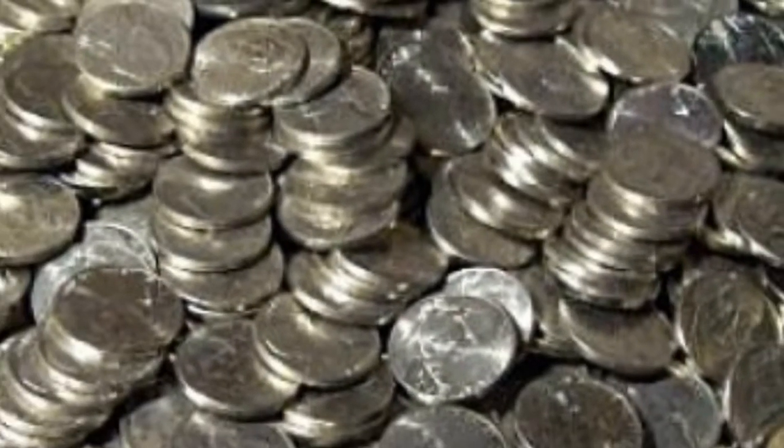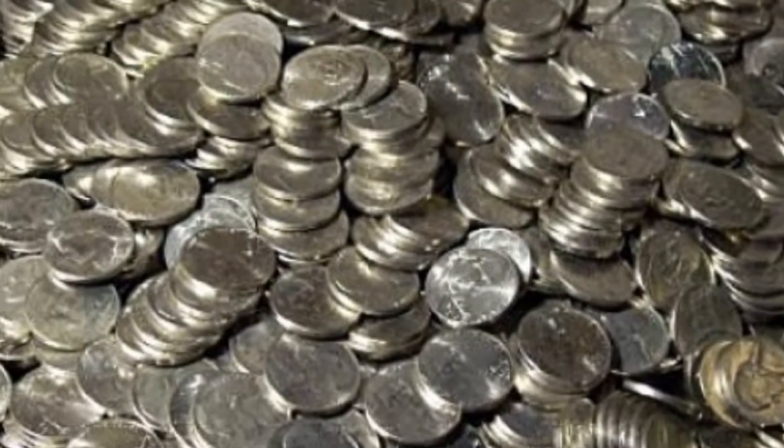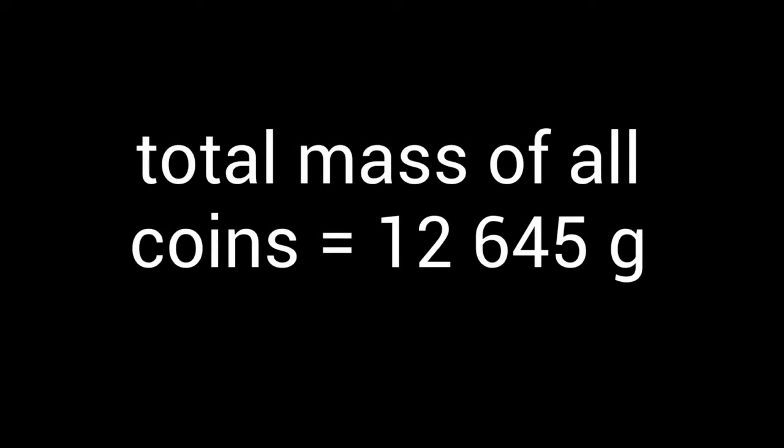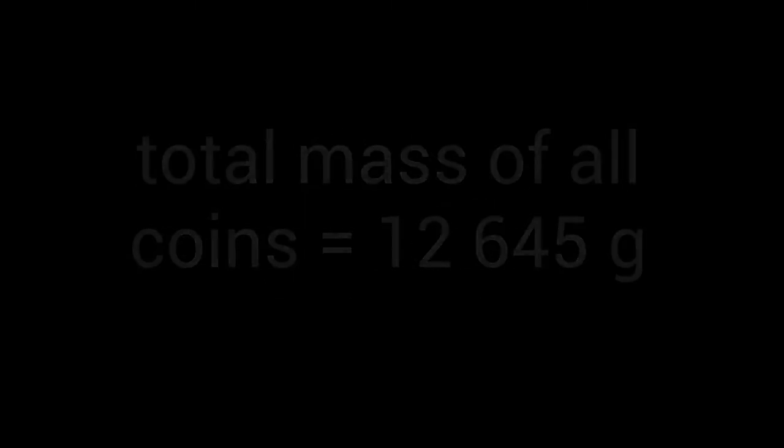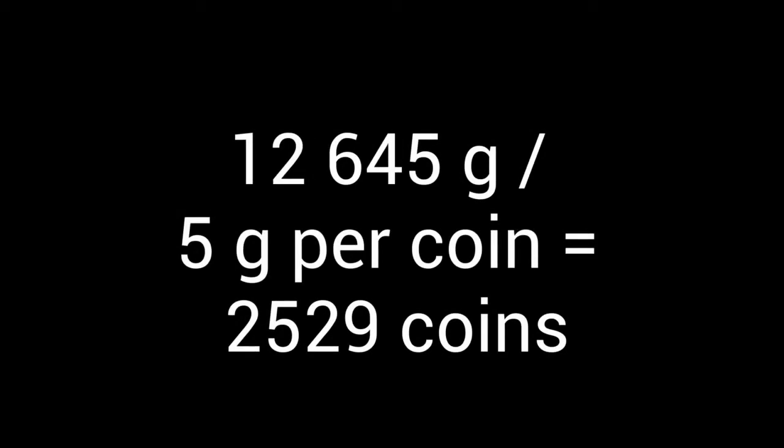What would you do if it was your birthday and someone gave you a truckload of these coins? Determine the mass of the truckload of coins. It's 12,645 grams. So we divide. 12,645 grams divided by 5 grams per coin equals 2,529 coins. That's a lot of coins.